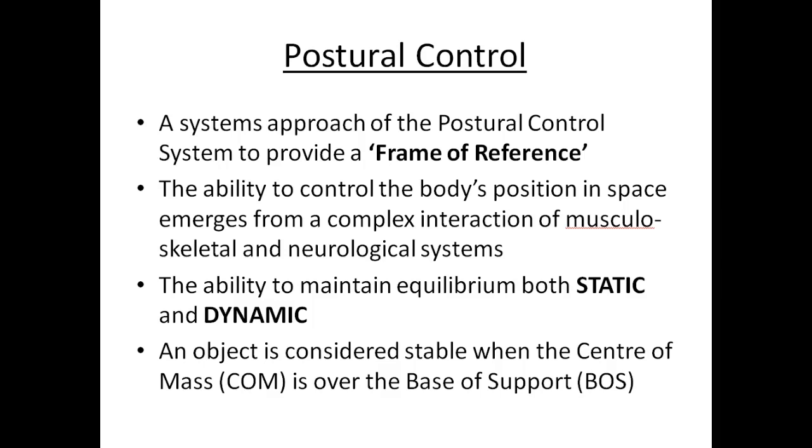So it's the ability of the body to control its position within space, and there's a complex interaction between the neurological system and, of course, the musculoskeletal system. We refer to equilibrium or balance in both static and, of course, dynamic movements. An object is considered stable when its center of mass is over its base of support. We'll do more of that when we cover balance and proprioception.